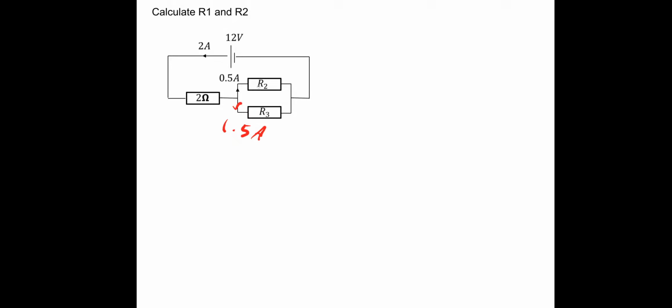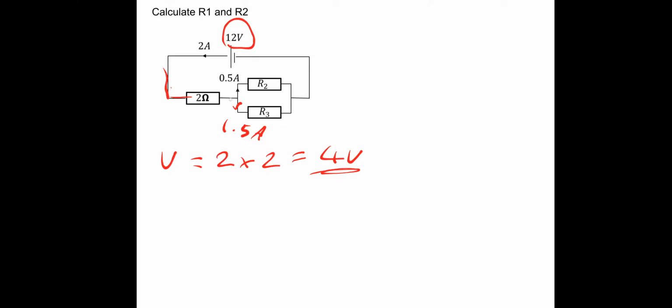Then we essentially just need to know the voltage of R1 and R2 and R3. If we know the voltages, we've got the currents, we can find the resistances. The only way to get the voltage is to know the voltage of the 2 ohm resistor. To get that, we do current times resistance. The current flowing through the 2 ohm resistor is 2 amps multiplied by the resistance of 2 ohms. That gives us 4 volts across the 2 ohm resistor. The total, however, is 12 volts. So if 4 volts is used for the 2 ohm resistor, that means we've got 8 volts remaining.